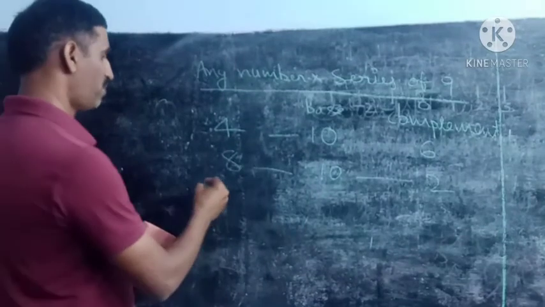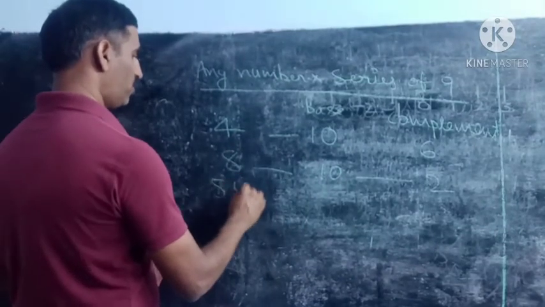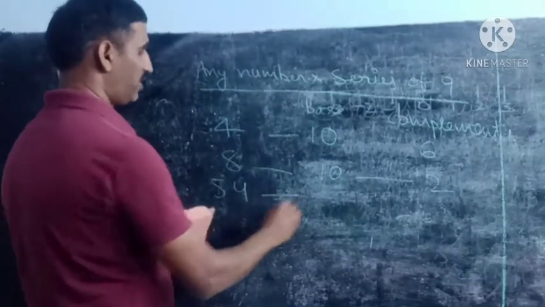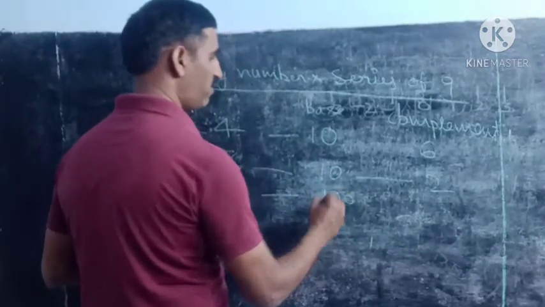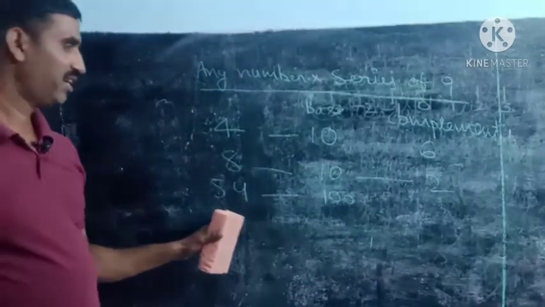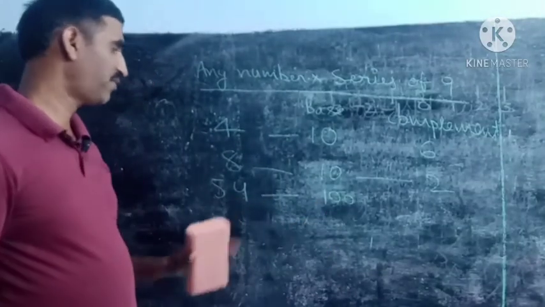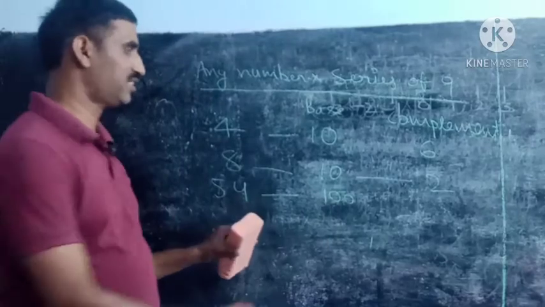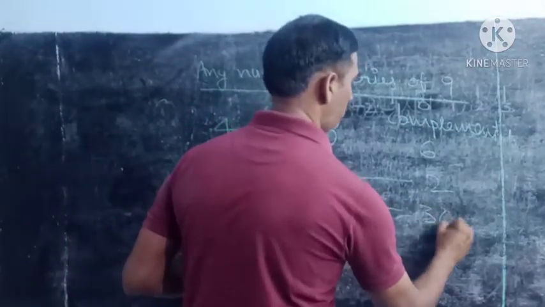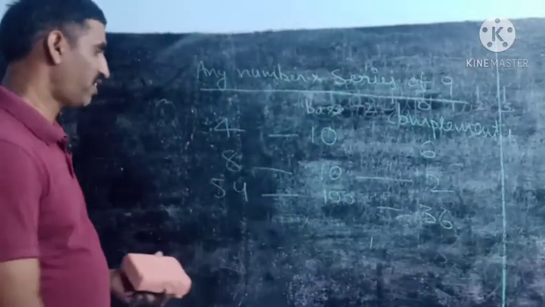Suppose I have a bigger number, 54. Here 2 digits will be there, so 2 zeros will come. The base will be 100. 100 minus 54 gives 46. 46 is the complement.